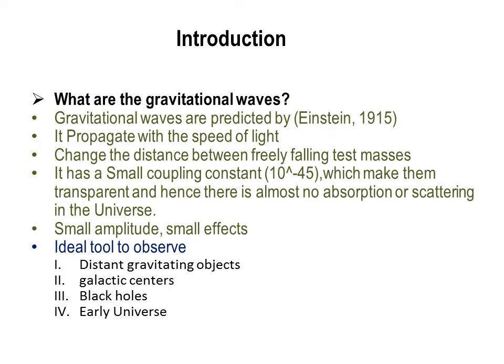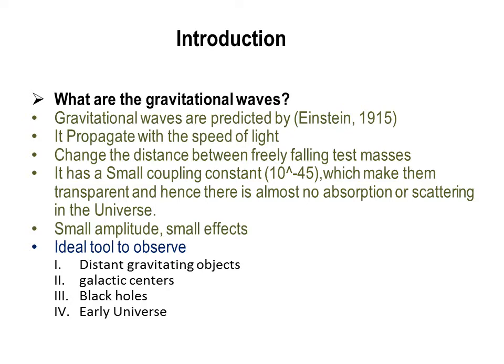Here comes the introduction. What are gravitational waves? Gravitational waves were predicted by Einstein in 1915. They propagate with the speed of light. Gravitational waves can change the distance between two massive objects. Basically, they change the space-time curvature.